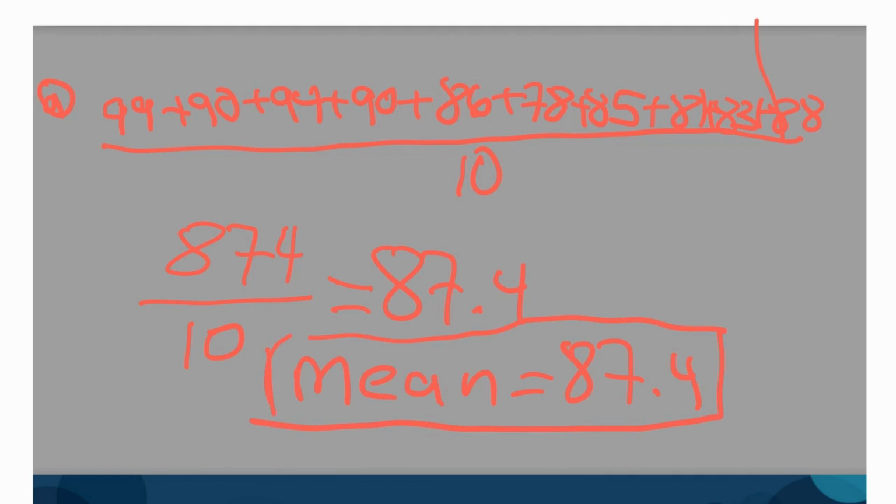So again, I didn't add this up here. You guys need to do that on your own. It's just simple addition. Once you add it all up, you should get 874. You divide it by 10 because when you count them individually, there's 10 test grades. So again, we found the mean.